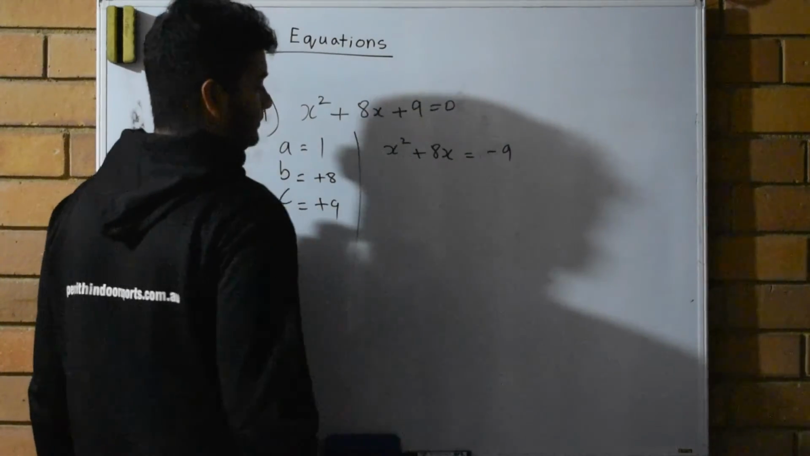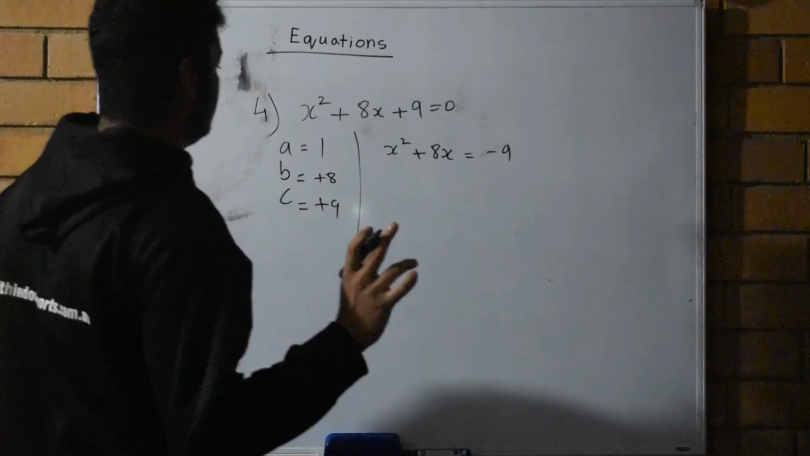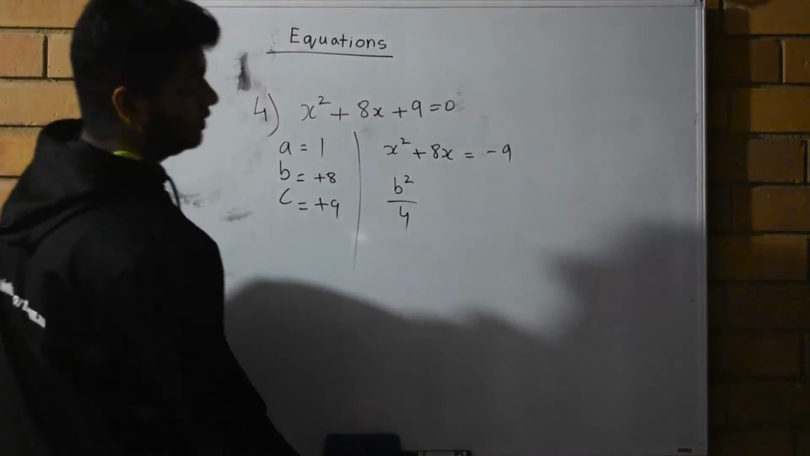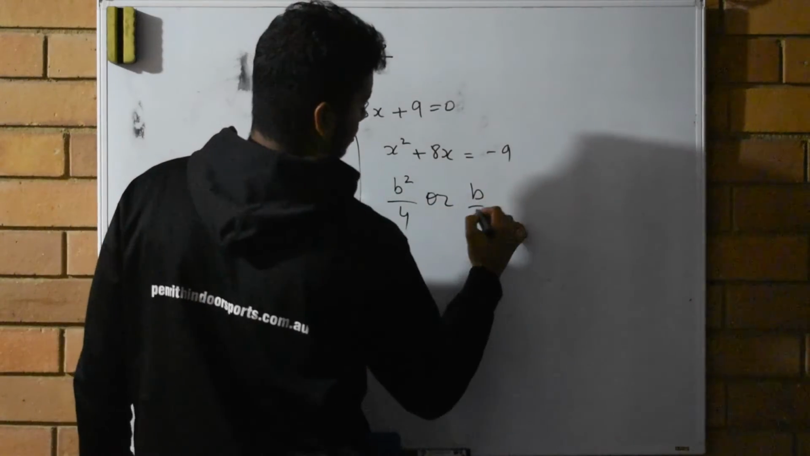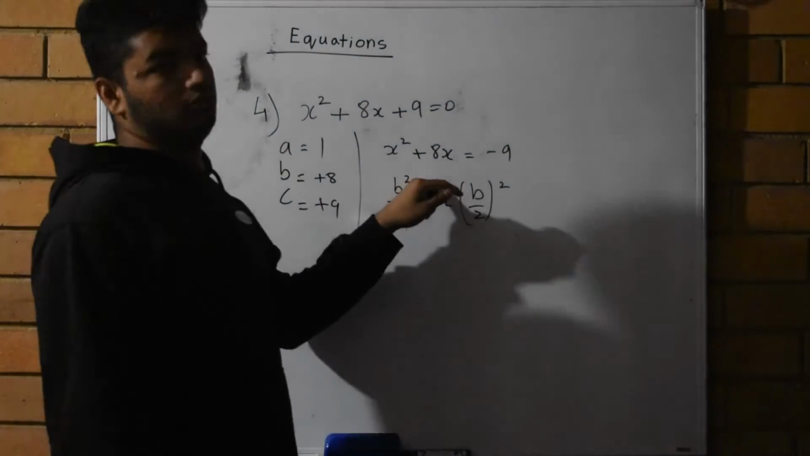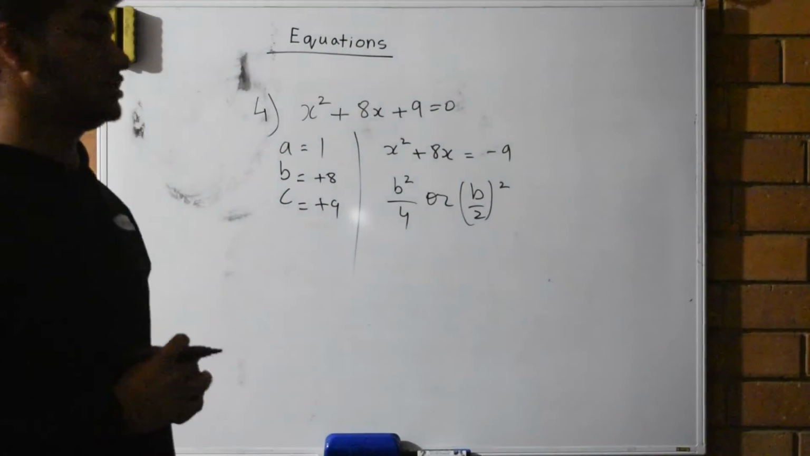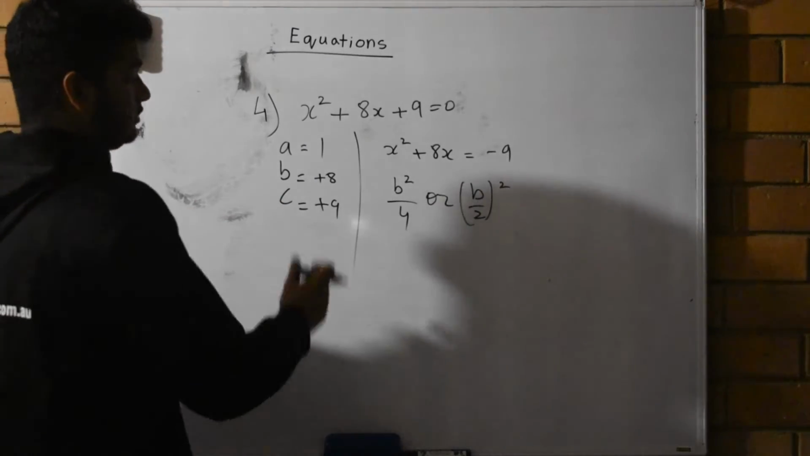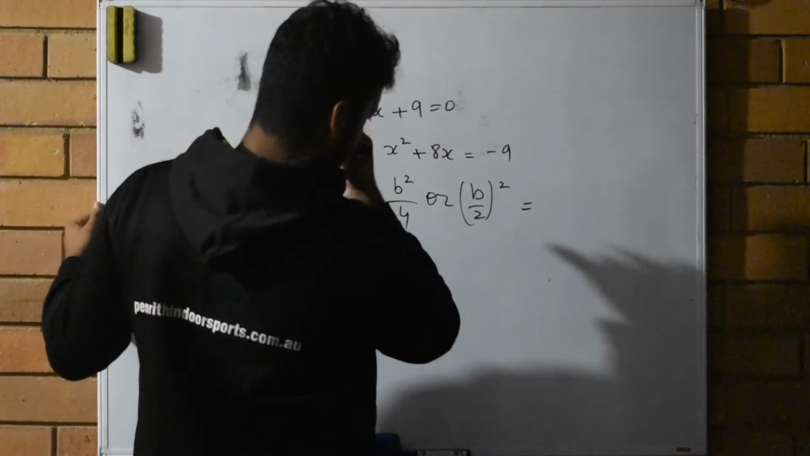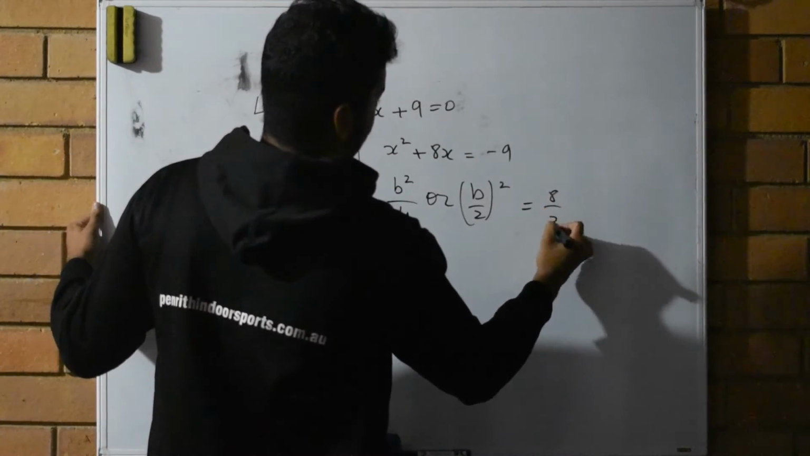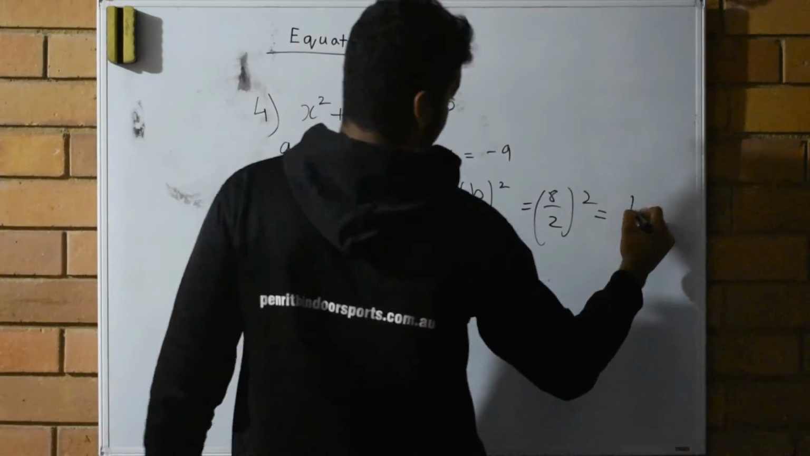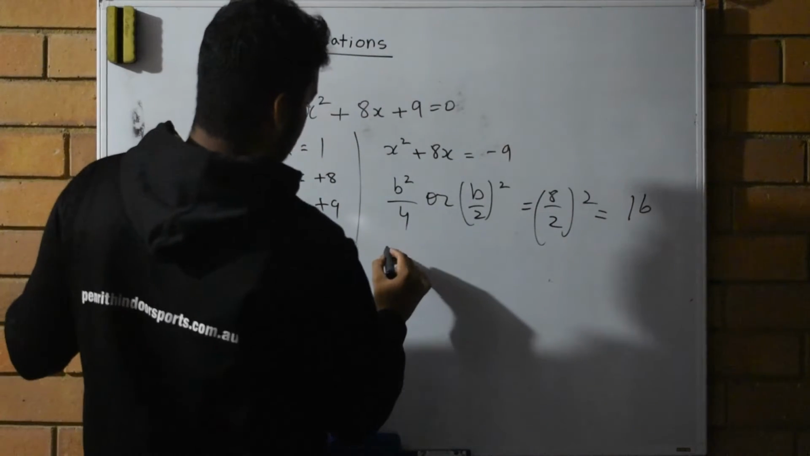Now, second of all, make sure you calculate b squared upon 4, or b over 2 squared. What this gives you is a value to put in for the new c of the equation. In this case, b is just 8. So 8 over 2 is 4. 4 squared is 16.